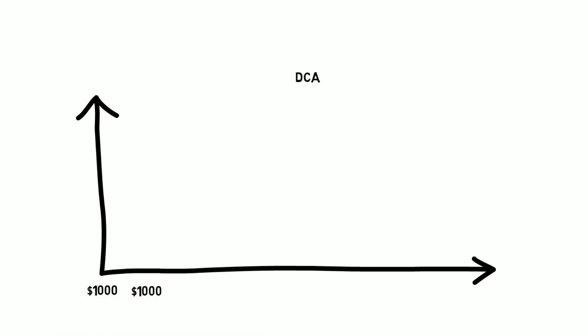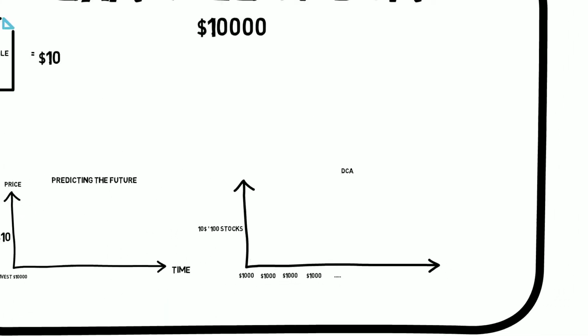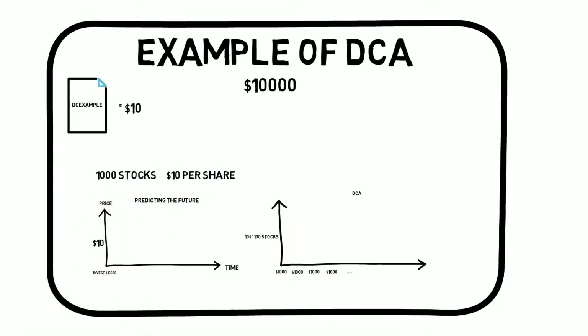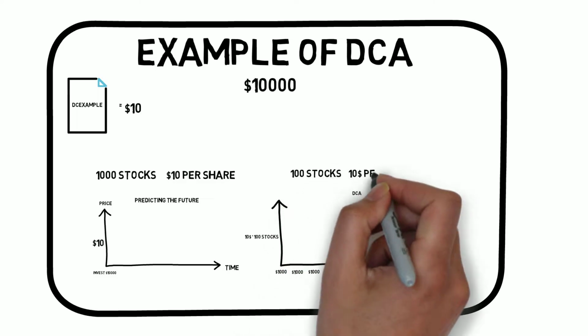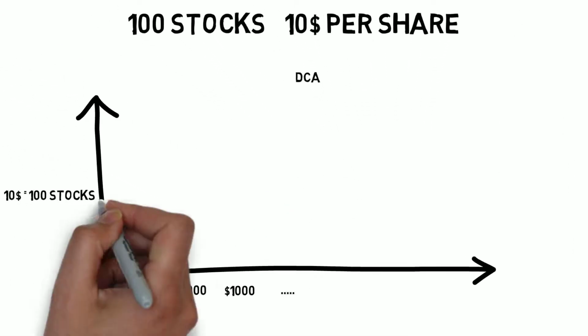Alright, let's see what happens if we consider this to be during a financial crisis with some huge drops and gains from month to month. In example 1, you now just have 1,000 stocks where you paid $10 per share. And with DCA, you now have 100 stocks where you also paid $10 per share.